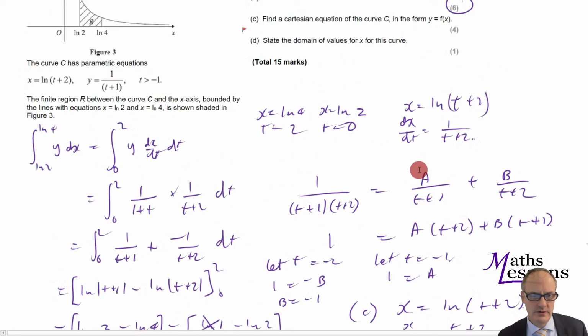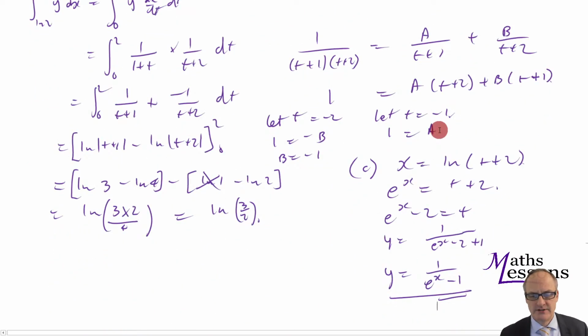Now we need to work out what the domain is for the values of x for this curve. So the domain will be all the values of x that we can put in that will give us answers out. Where this fails in a domain is when the bottom of the fraction is equal to 0, because we cannot divide by 0. So e to the x must not equal 1 in this case.